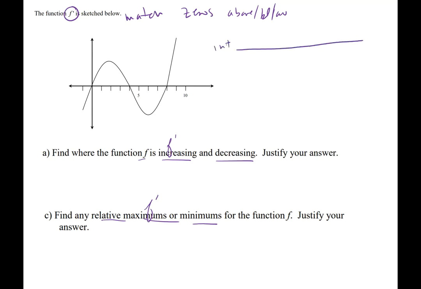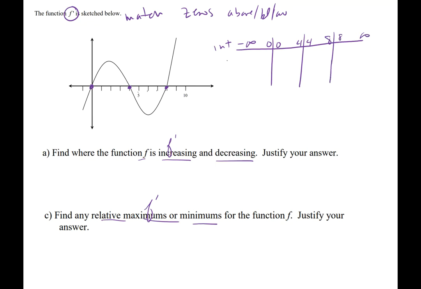So I've got my intervals. I'm going to assume it starts at negative infinity since it kind of is going off in all places. So I'm going to go negative infinity. I'm looking for where I have zeros. So my first zero is at 0. My next zero is at 4. My next zero is at 8. And then it goes 8 to infinity.